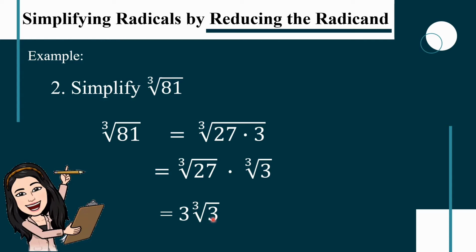Saan galing si cube root of 3? Ayun po. Kinopya lamang. Kasi hindi na siya perfect cube. So therefore, hindi na natin ito mai-simplify. No? Kasi naka-simplest form na siya. So we just need to copy it. So the final answer in simplifying cube root of 81 is equal to 3 cube root of 3.